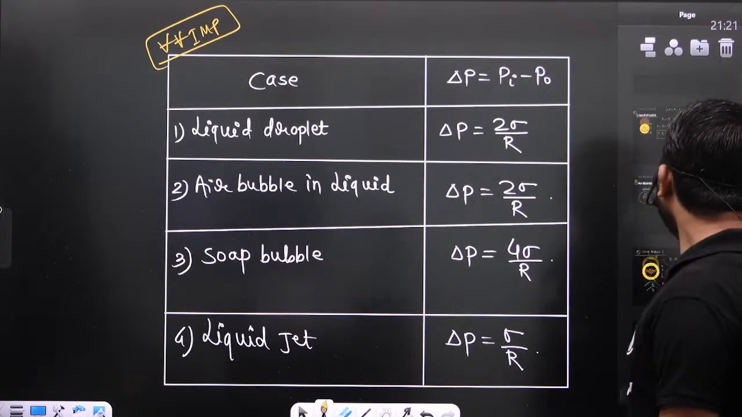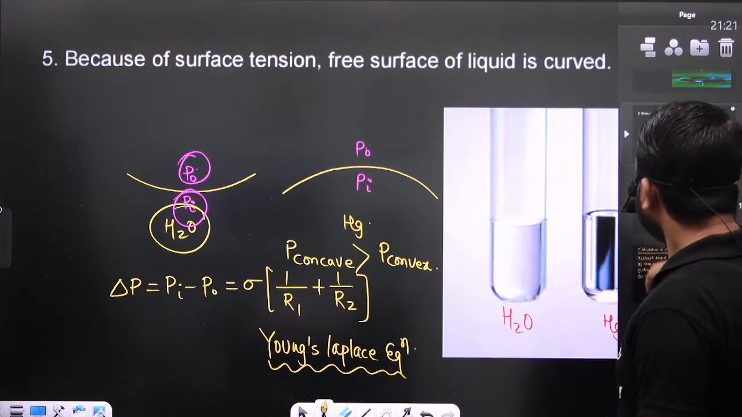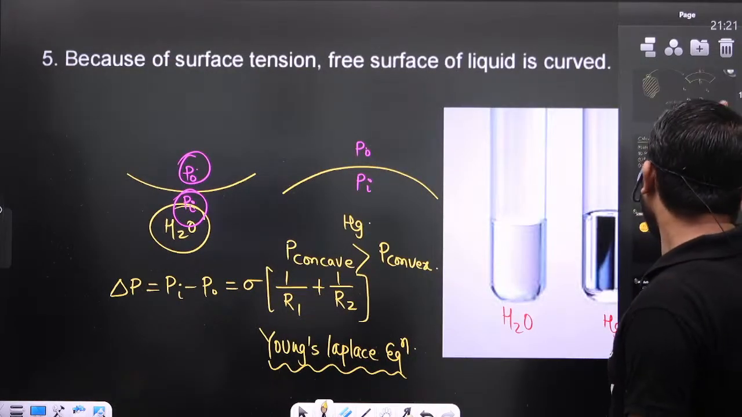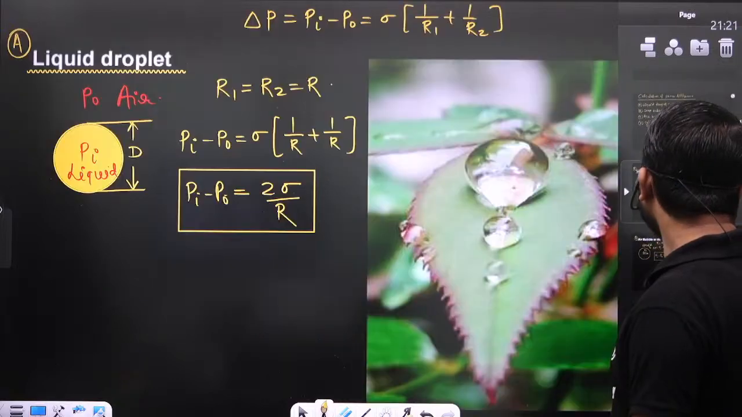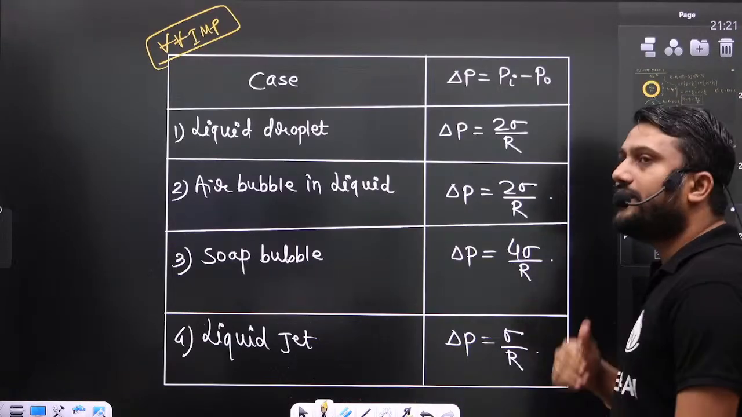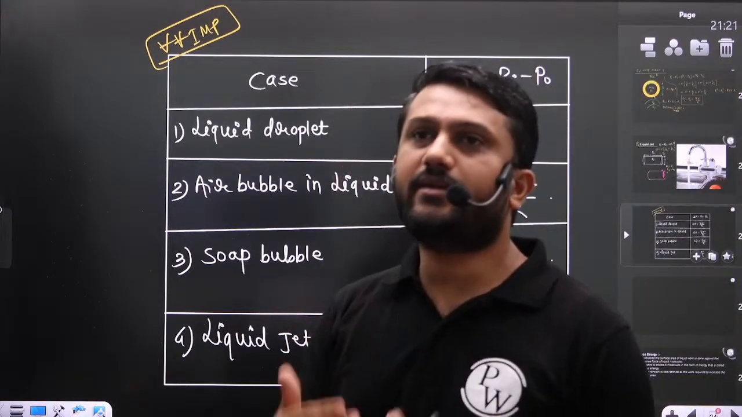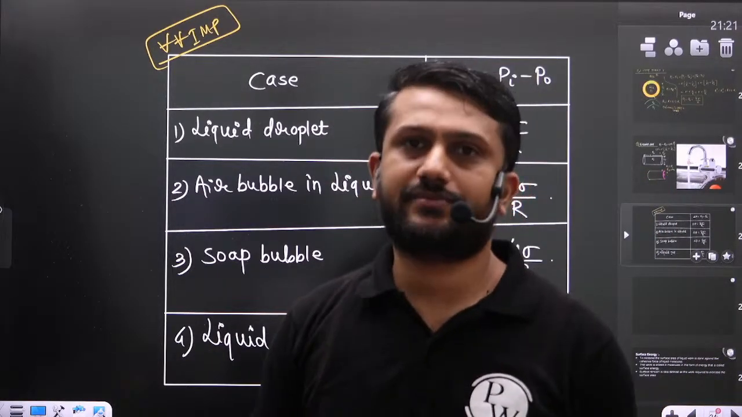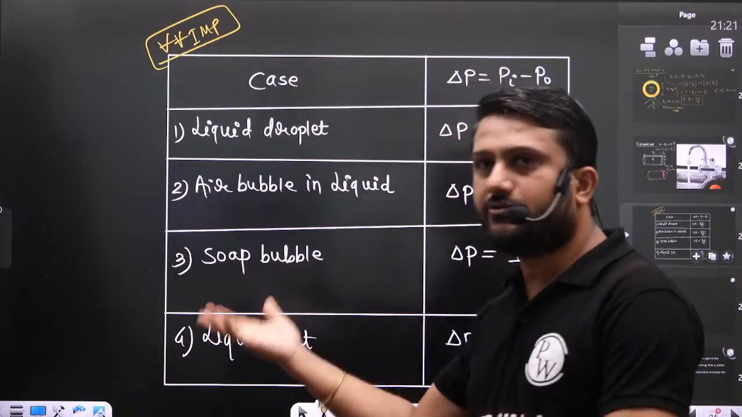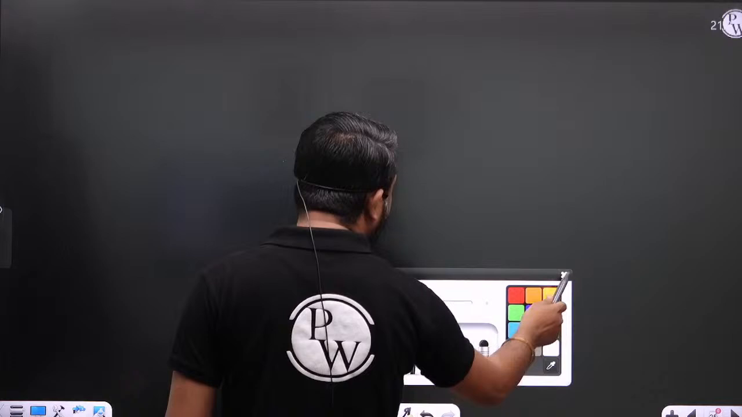Here I am using the Young's Laplace equation. Once I derive the Young's Laplace equation, then I am applying it in different cases. You can find this expression by using the equilibrium equations also. The summation Fx equal to 0. So let us consider the first case.